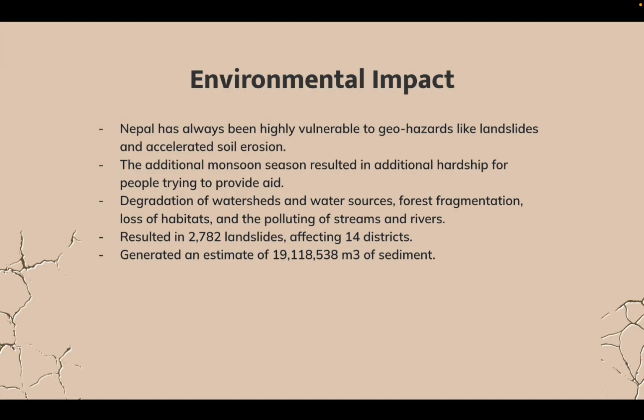Nepal has always been highly vulnerable to geohazards like landslides and accelerated soil erosion. The additional monsoon season resulted in additional hardships for people trying to provide aid. There was a degradation of watersheds and water sources, forest fragmentation, loss of habitats, and the polluting of streams and rivers. The lack of timber available led to an increase in bamboo and reed farming, which had speculated impacts on pollutants being released into the water.